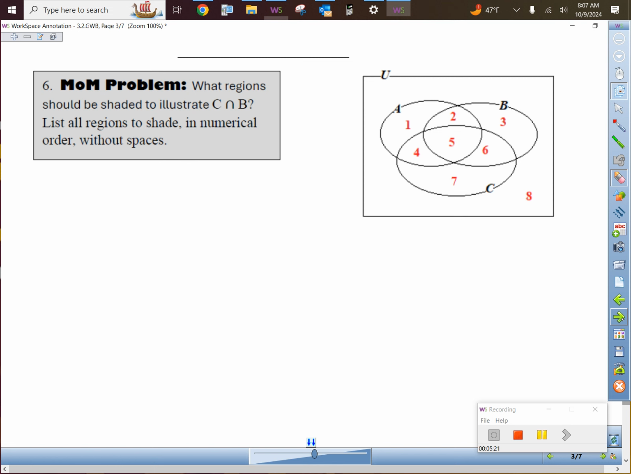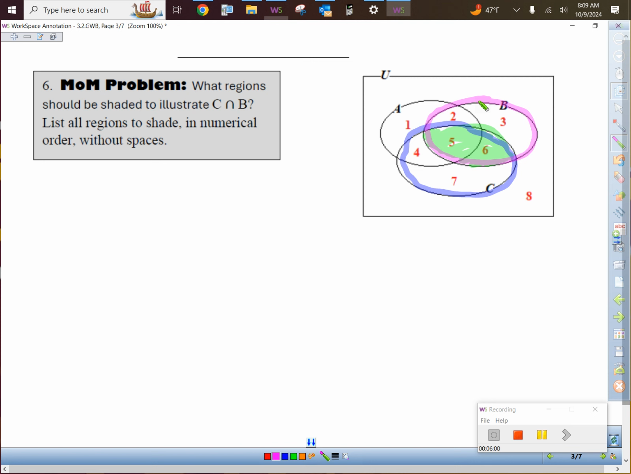They just put some numbers inside the regions. Could you maybe shade in with your pencil where C intersection B is? Just try that and compare it with a neighbor. Here's where I'm feeling that C intersects B. What do you think about that? Isn't that where the entire circle C and the entire circle B overlap each other, in regions 5 and 6?